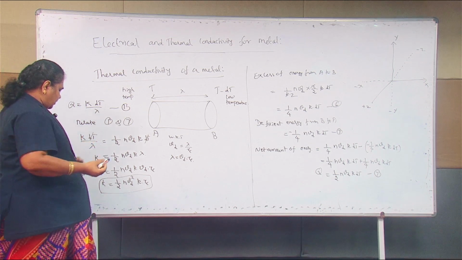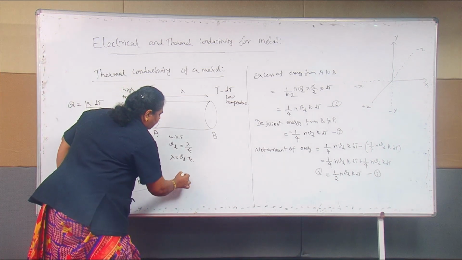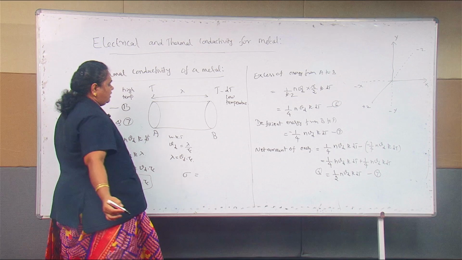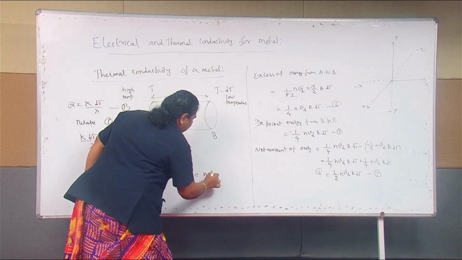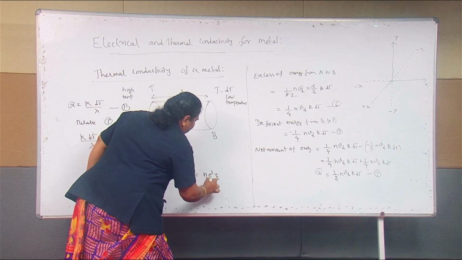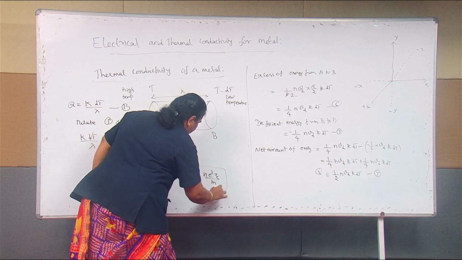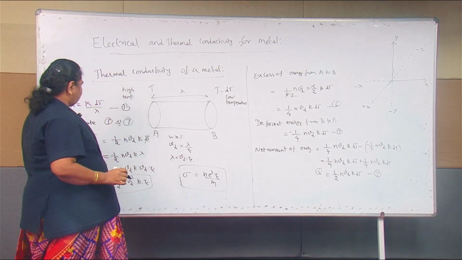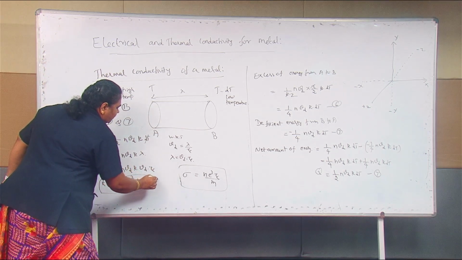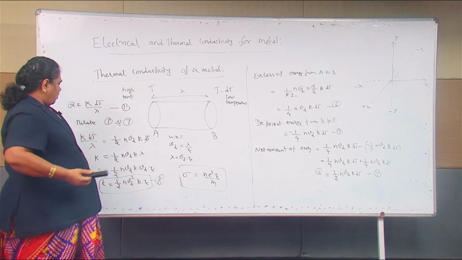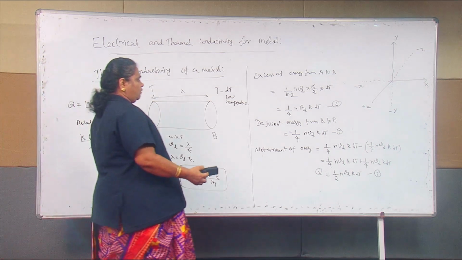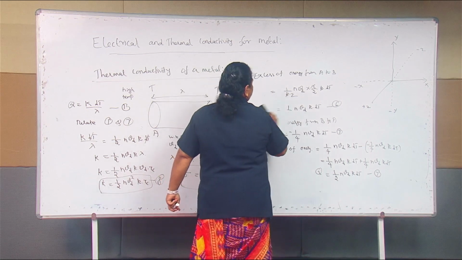With that, we have already arrived at the electrical conductivity, sigma is equal to n e squared tau_c by m. This we also arrived at already. So with the help of these two expressions we can prove the Wiedemann-Franz law. So now I move on to the proof of the Wiedemann-Franz law.